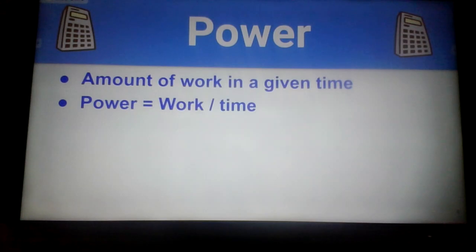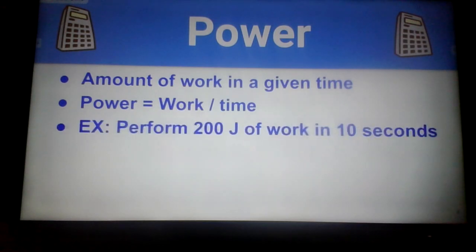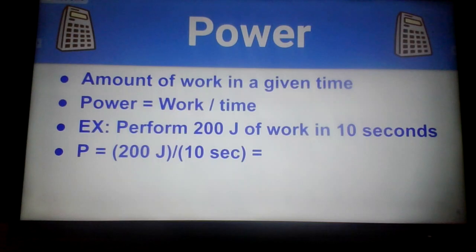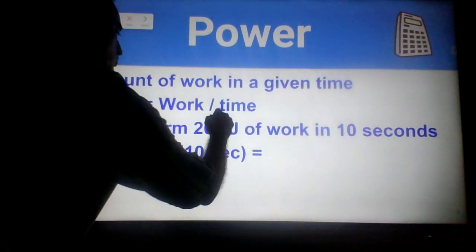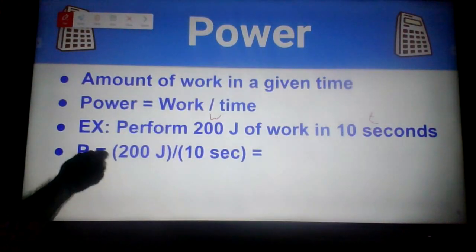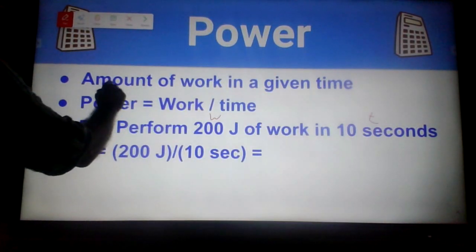Power equals work divided by time, the amount of work in a given amount of time. So perform 200 joules of work and do so in 10 seconds. How much power got exerted? All we have to do is fill in the words. Now, as I said before, and we'll keep on saying, label everything. Perform 200 joules, that's work. In 10 seconds, that's time. And we're calculating the power, that is P.